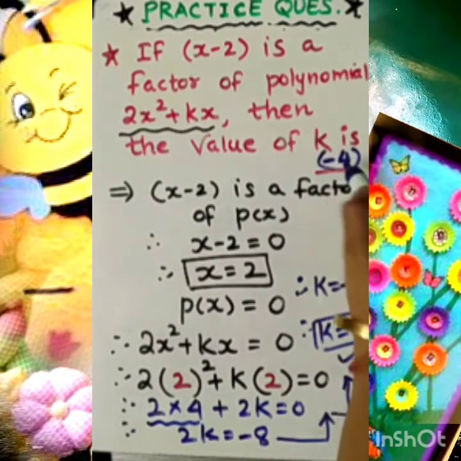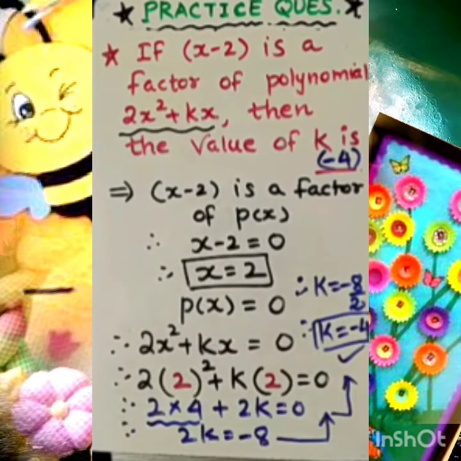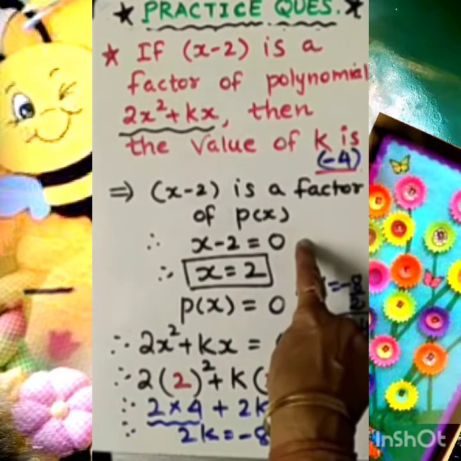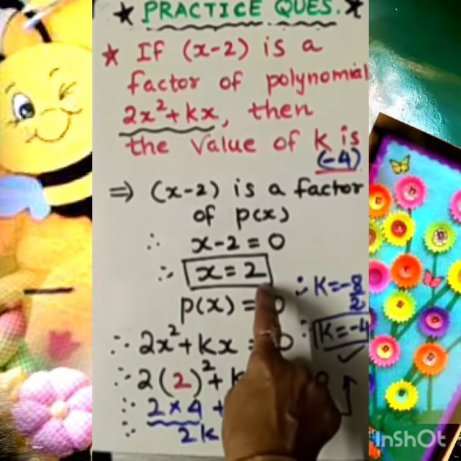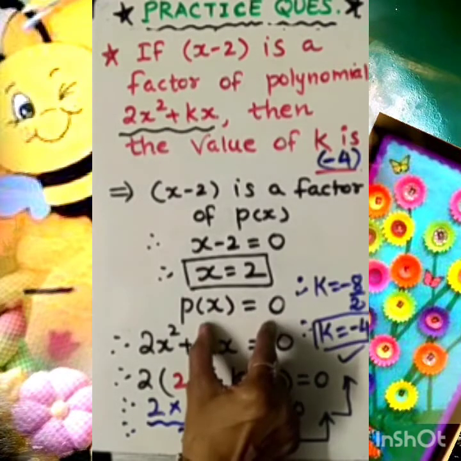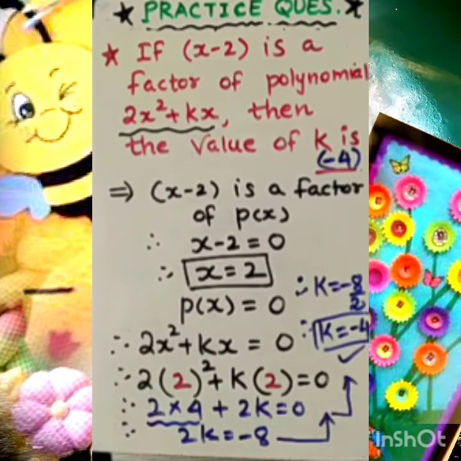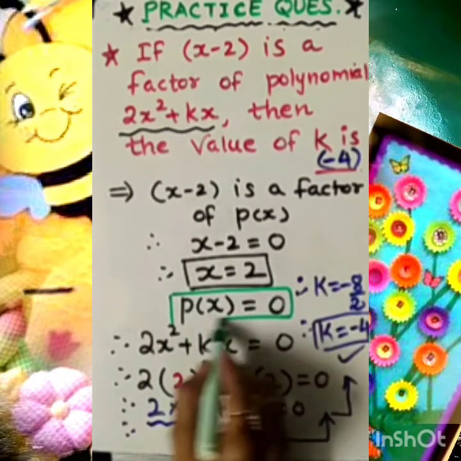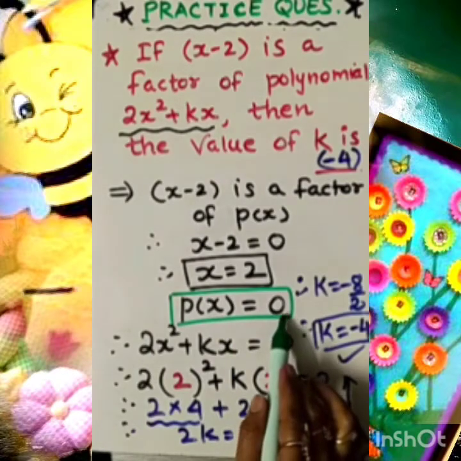Fine. One more time I am explaining. x minus 2 is a factor of px. It indicates that x minus 2 equal to 0. Therefore x equal to 2. So px equal to 0. Fine. px equal to 0. This is a very important result with us because x minus 2 is a factor actually. So the remainder will be 0.